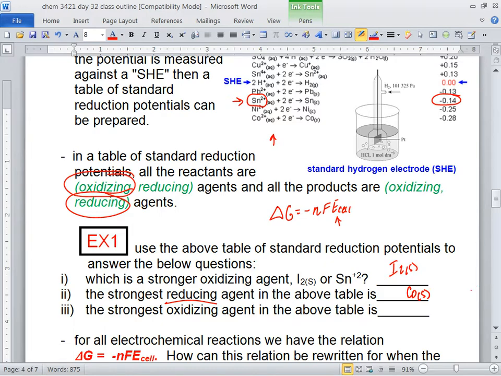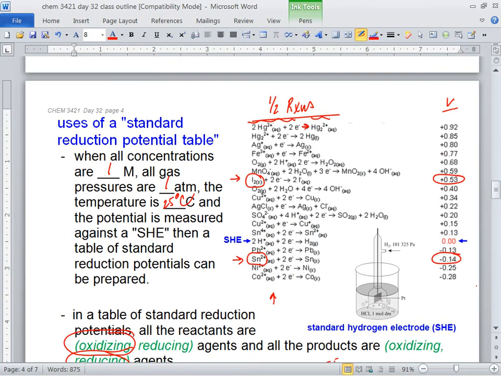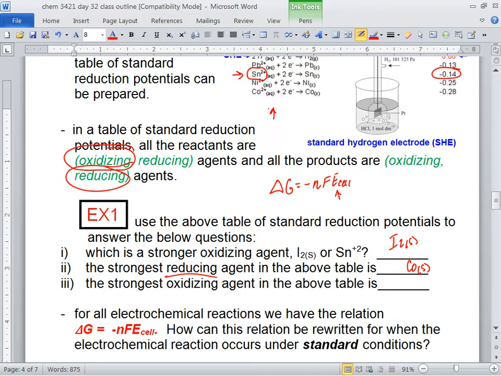What is the strongest oxidizing agent? Anybody? What's the strongest oxidizing agent? Mercury 2+. If you see what Andy's saying, you're doing this exactly right. You pick the most positive half reaction. There it is, that compound. So you ignore the coefficient in front of it, right? I'm asking for a compound. You don't say, what's your favorite element? 2 carbons. That doesn't make any sense.